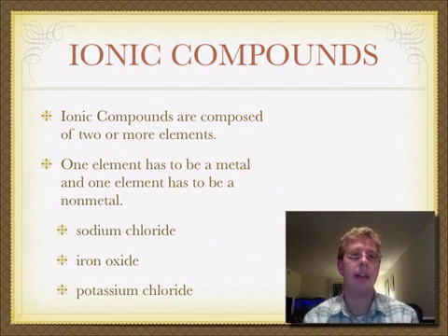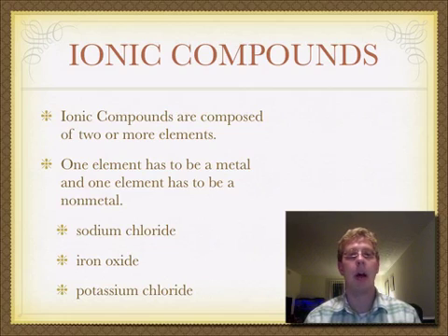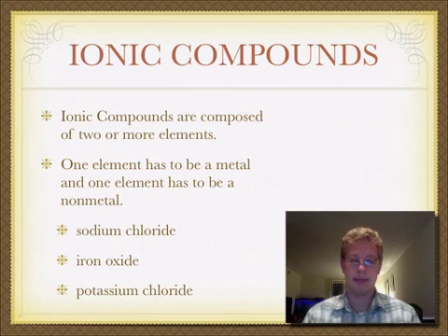The last part of our lesson tonight here is going to focus on ionic and covalent compounds. And I'm not expecting you to know a lot about ionic and covalent compounds yet. This is going to be something that we're going to cover over the course of this unit. But an ionic compound is composed of 2 or more elements. One of those elements has to be a metal, and at least one of them has to be a nonmetal. Examples of this include table salt or sodium chloride, iron oxide or rust, and potassium chloride.